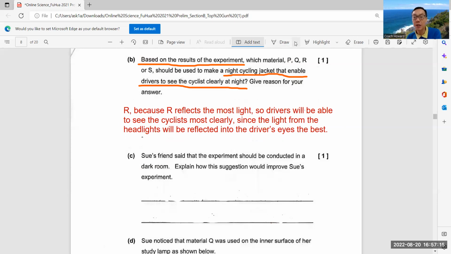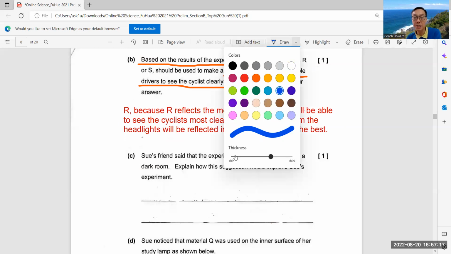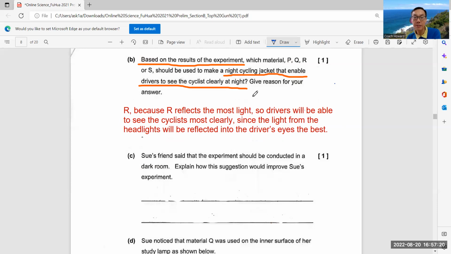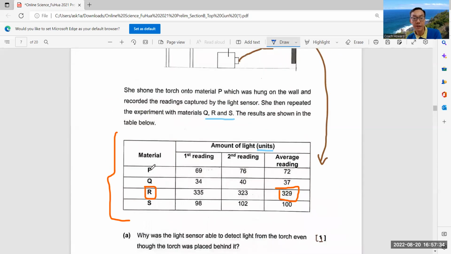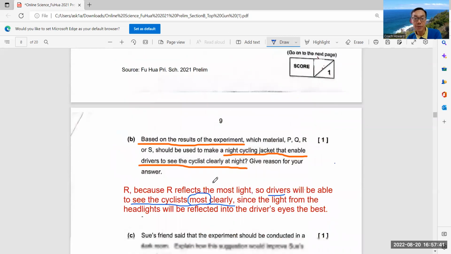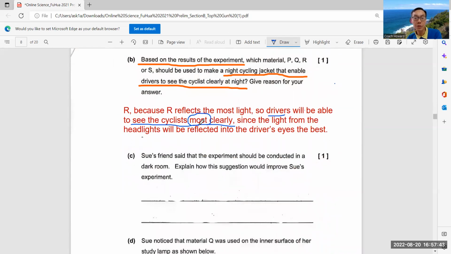What's the real life application? The real life application is this part. By having the reflective material, the drivers will be able to see the cyclist most clearly. You must use the correct adjective, most clearly. This word, most, because in this question there are 4 materials. So even for 3 and above, you must use the word most, because this is a superlative. So use the correct word, most clearly.